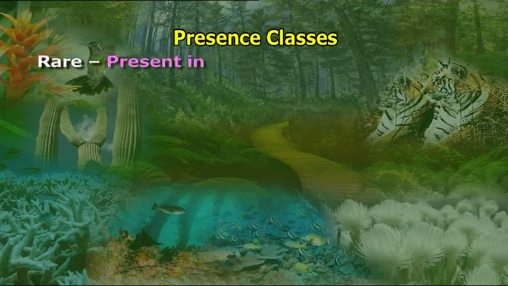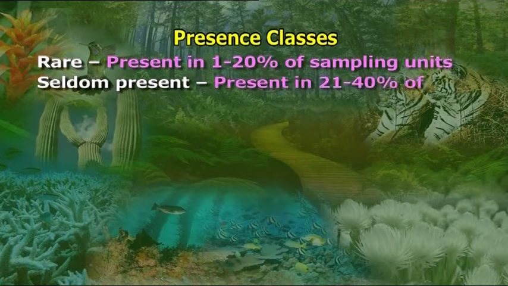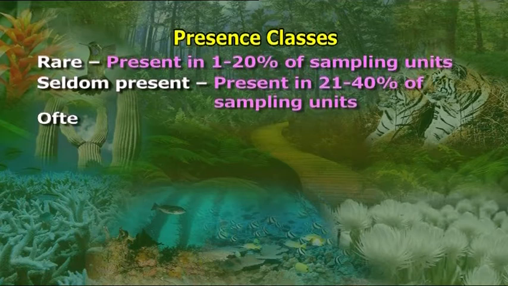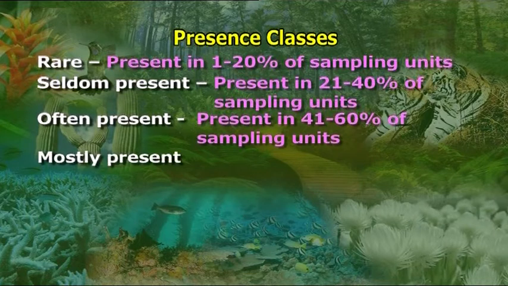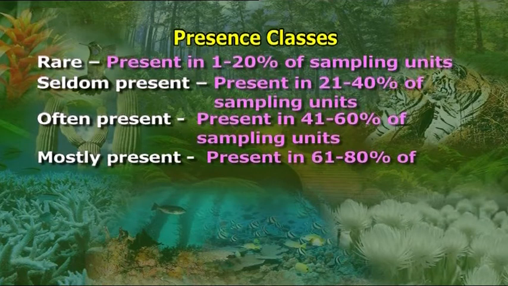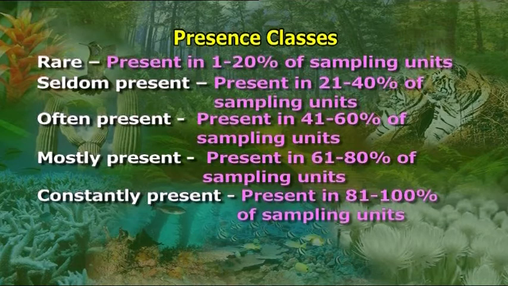Rare, which is present in 1 to 20% of sampling units; seldom present, which is present in 21 to 40% of the sampling units; often present, which is present in 41 to 60% of sampling units; mostly present, that is present in 61 to 80% of sampling units; and constantly present, that is present in 81 to 100% of the sampling units.